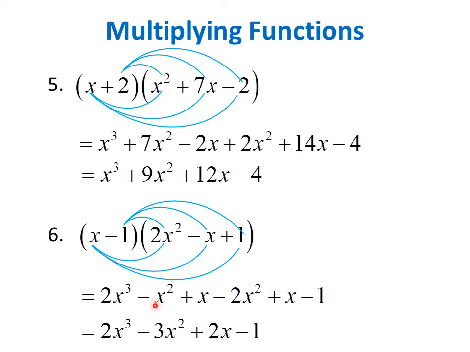We can simplify this expression by combining the similar terms. Since we have only one x cubed term, let's copy 2x cubed. Now let's combine the x squared terms. So we have negative x squared minus 2x squared. That is negative 3x squared. Now let's combine the x terms. We have positive x and positive x. That's 2x. And let's copy the constant term.